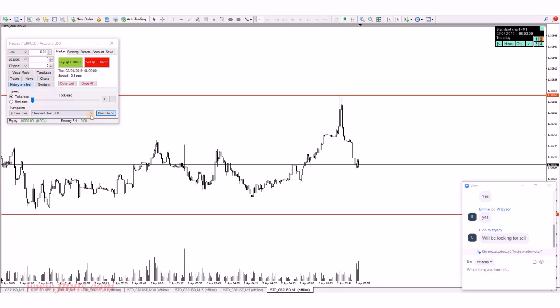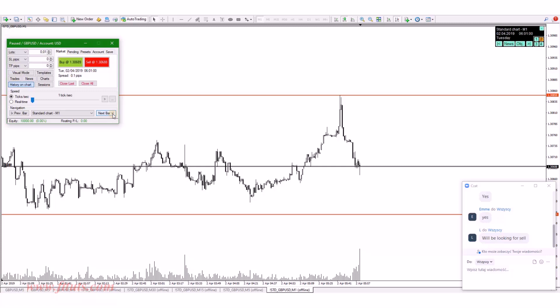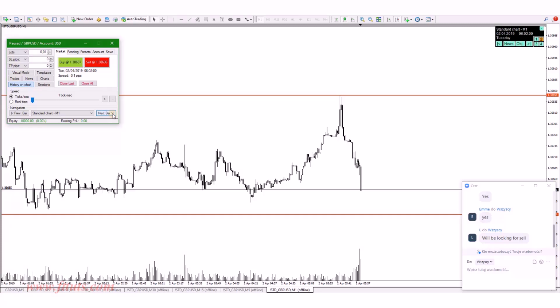So are you ready for next bars? This is just the opening of Frankfurt and we can go forward. Yeah, so definitely missing sell.